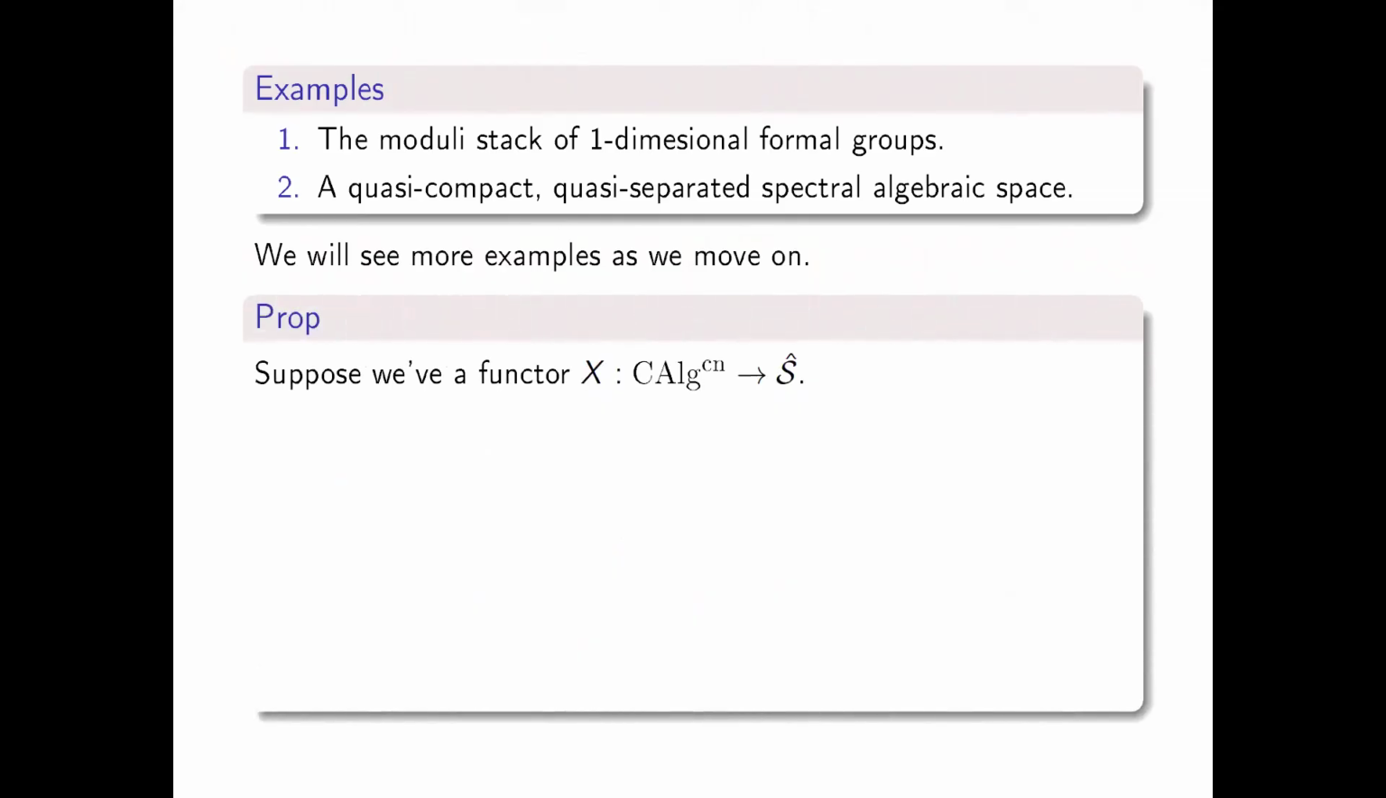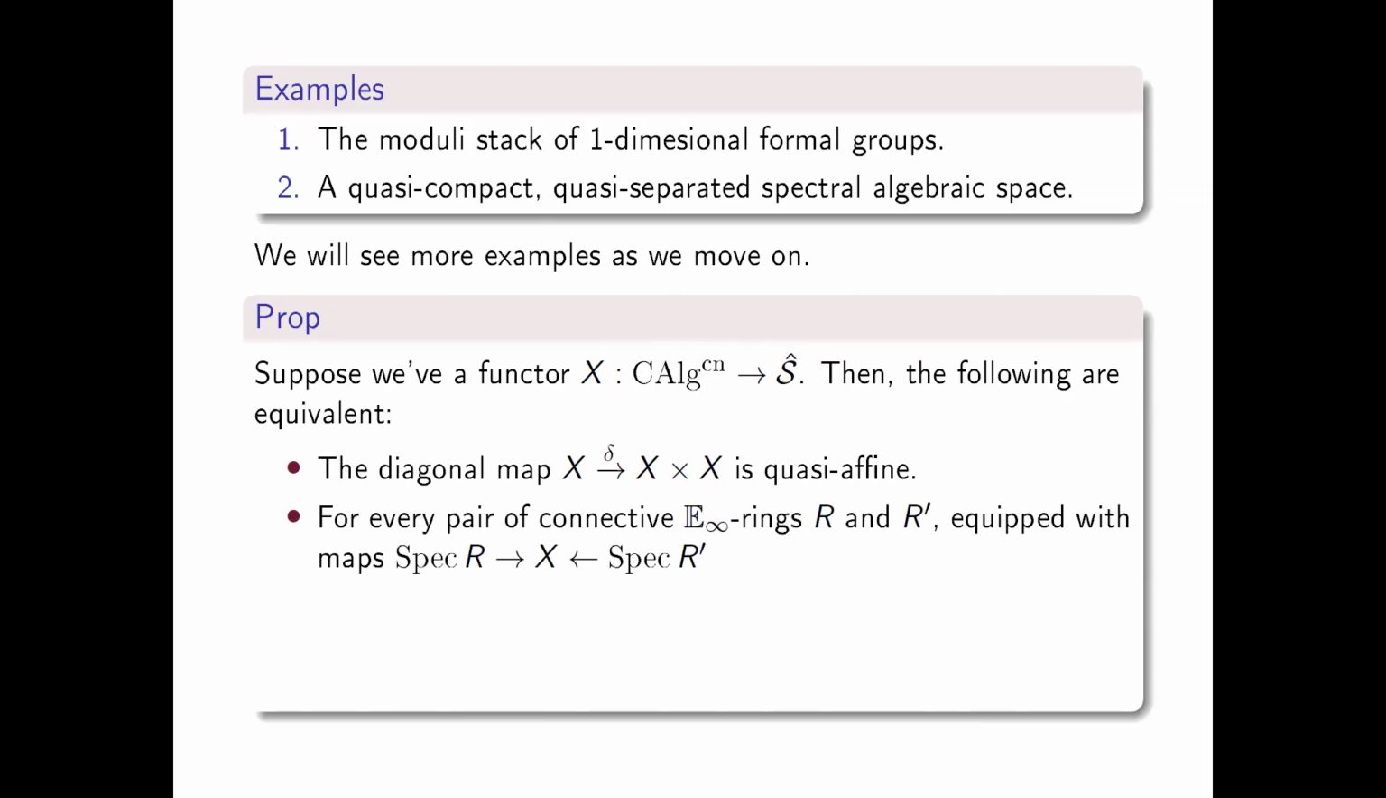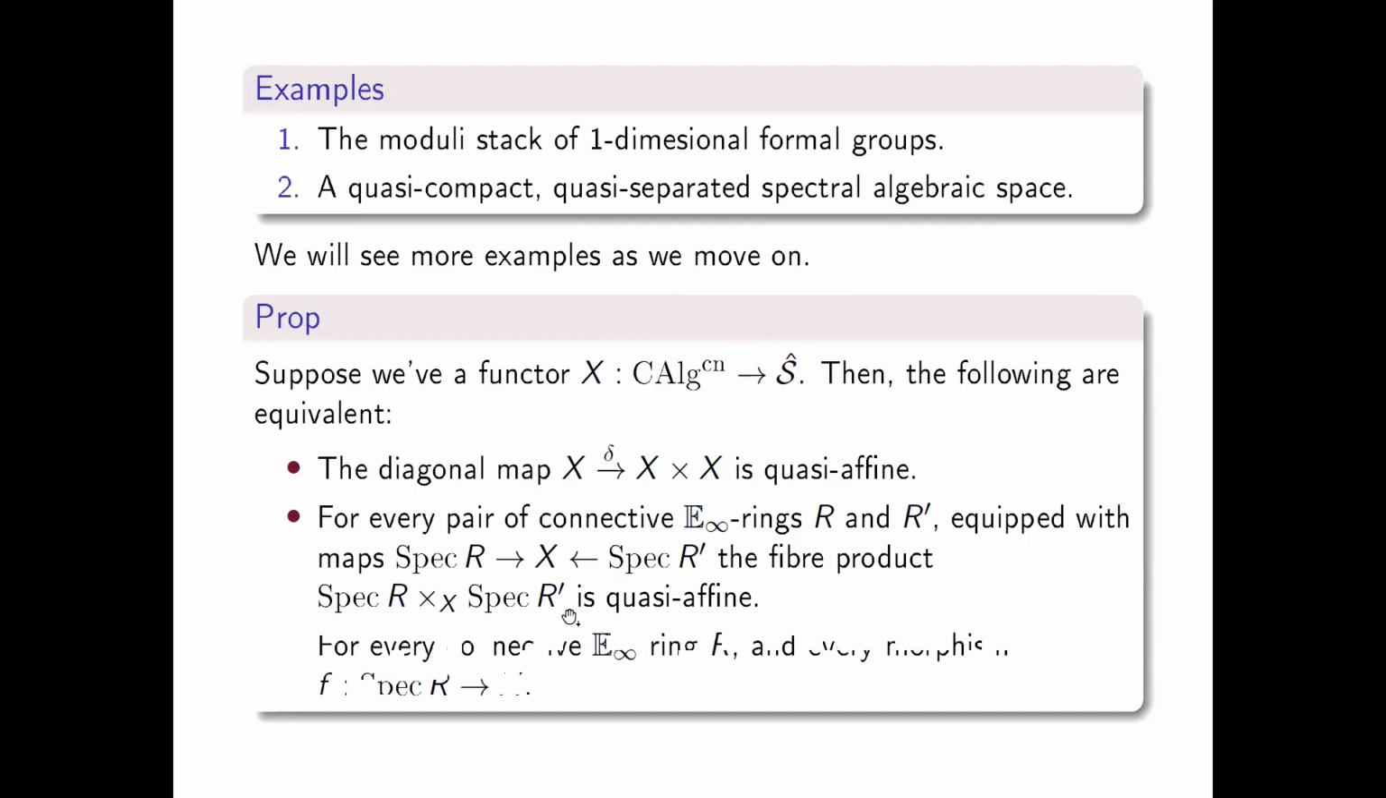Right, so here's a proposition. You start with a functor from CAlg^cn to S hat. Then the following are equivalent. The diagonal map is quasi-affine, and for every pair of connective infinity rings R and R' equipped with maps spec R to X and spec R' to X, the fiber product is quasi-affine.